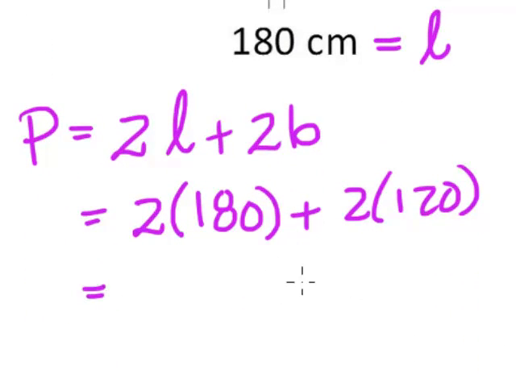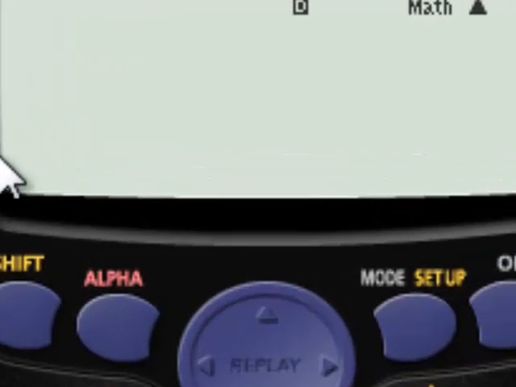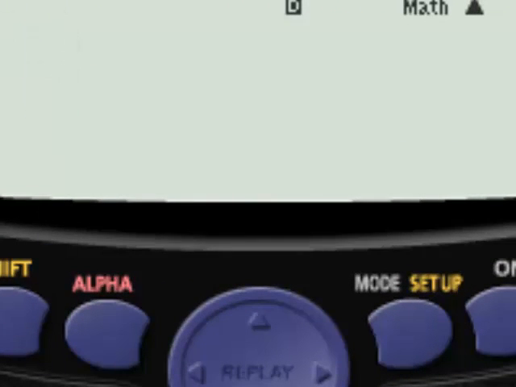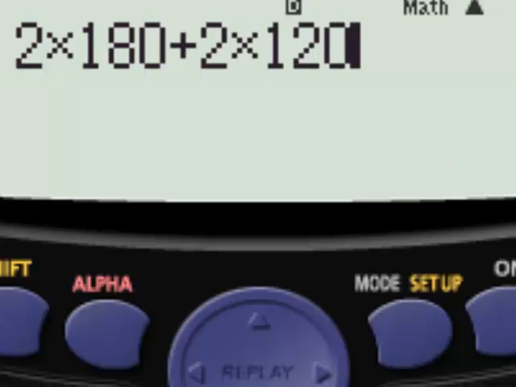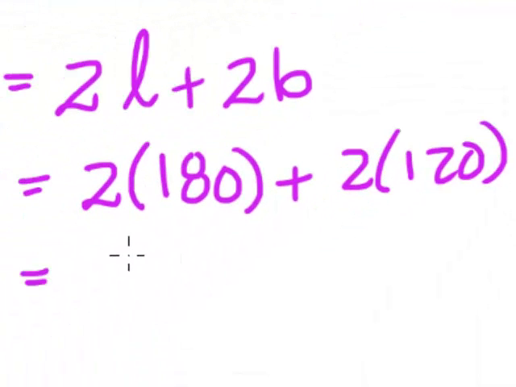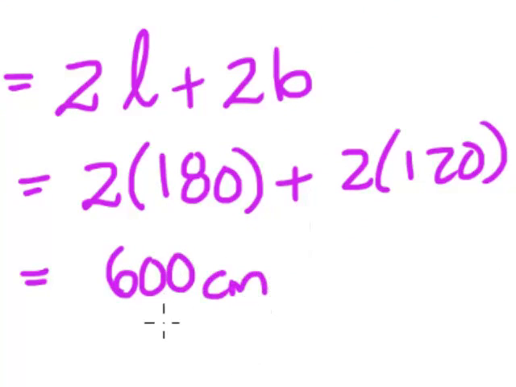Okay, so let's get the calculator for this. We've got 2 times 180 plus 2 times 120. And that gives us a total of 600. So this is going to be 600 centimeters.